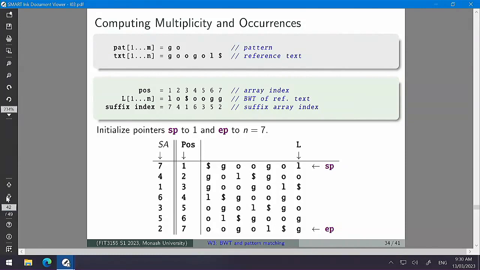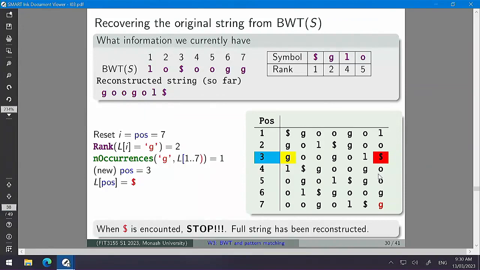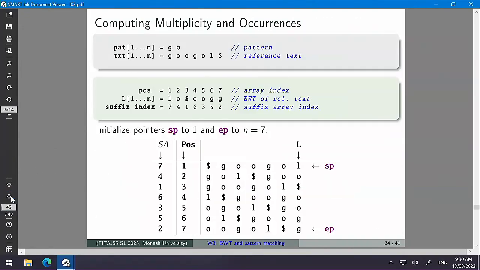GOOGOL dollar. Do you agree that the Burrows-Wheeler transform we have already seen is LO dollar OOGG? I've just written it horizontally now rather than as a column, as a row. Yes? No? Can you see that LO dollar OOGG? That's the same thing I've written left to right.